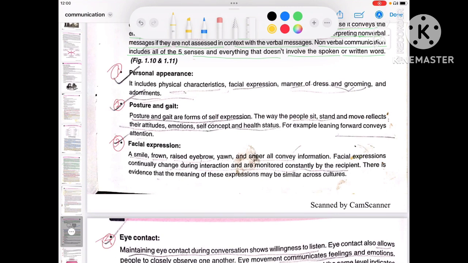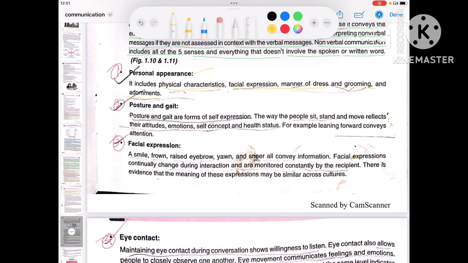It includes the physical characteristics, facial expression, manner of dress, grooming, and adornments. So his facial expression will be noticed. So that is personal appearance, and the manner of dress. When you go for mourning, for the death of someone, how you will groom, how you will be dressed. There is a code, there are manners, and grooming and adornments. All these things show their personal appearance.